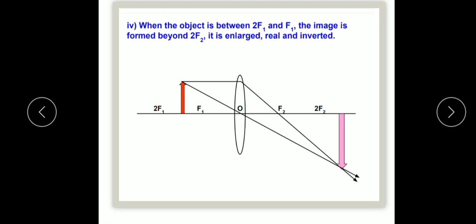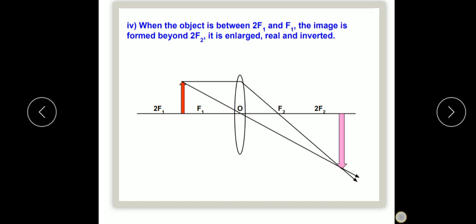Now about the fourth case, when the object is placed between 2F1 and F1. The image is formed beyond 2F2 and it is enlarged. Enlarged means the size of the image is greater than the object size, and the nature of the image is real and inverted.